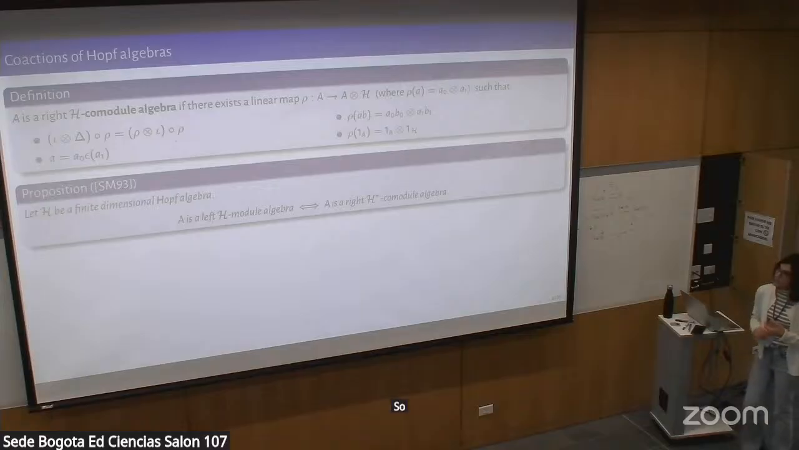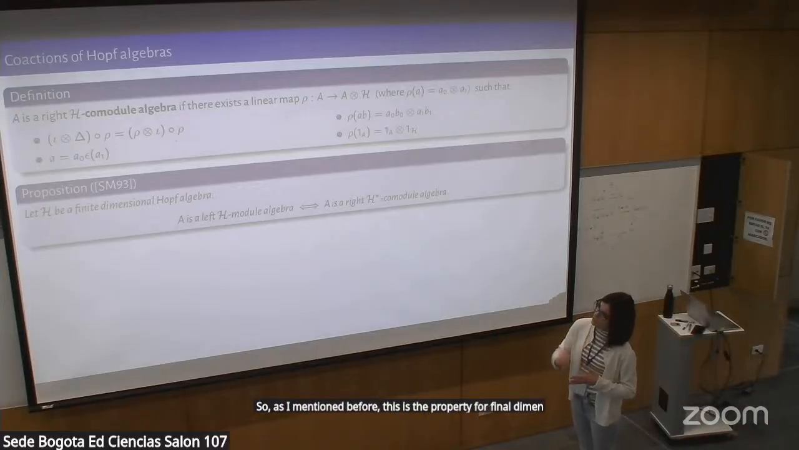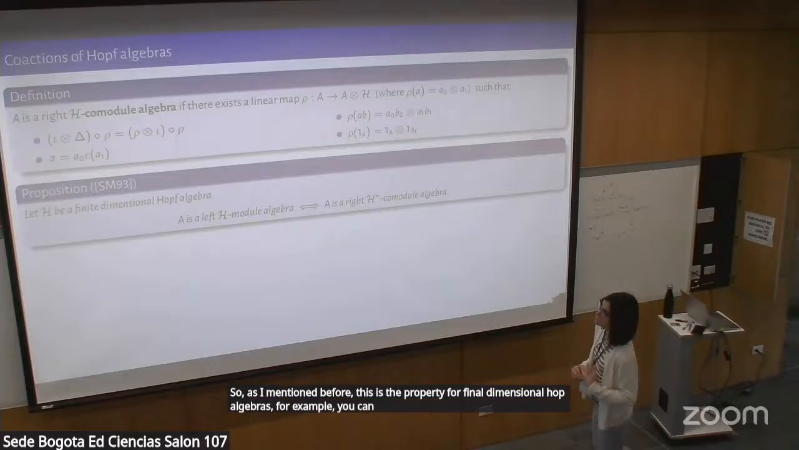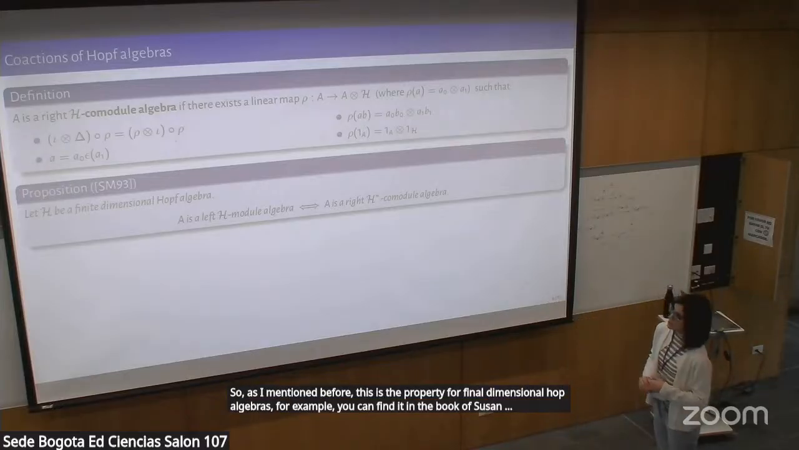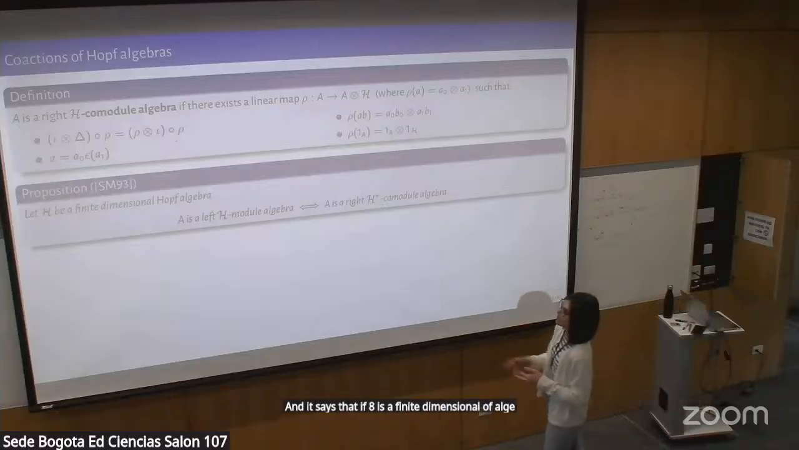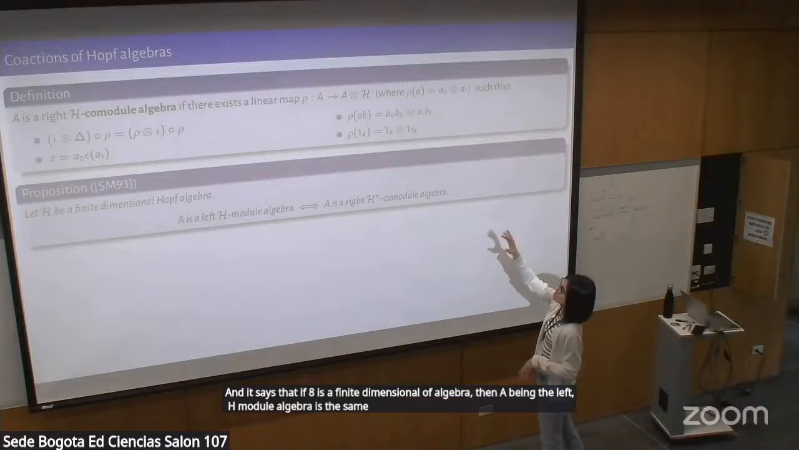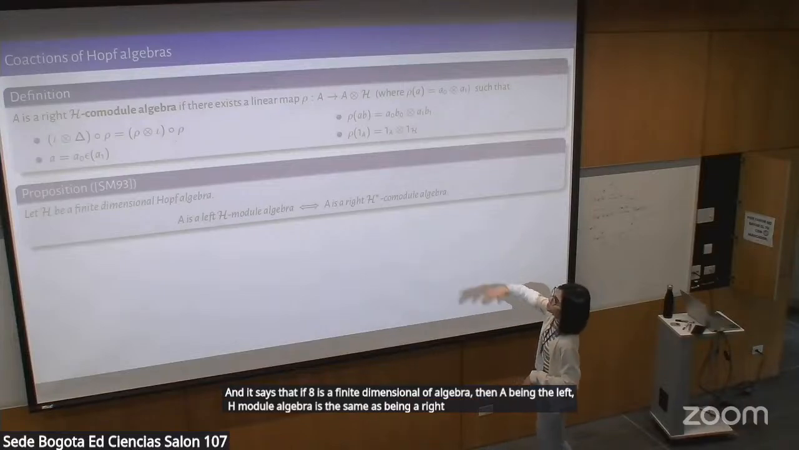So, as I mentioned before, this is the property that for finite dimensional Hopf algebras, for example, you can find it in the book of Susan Montgomery. And it says that if H is a finite dimensional Hopf algebra, then A being a left H module algebra is the same as being a right H dual comodule algebra.